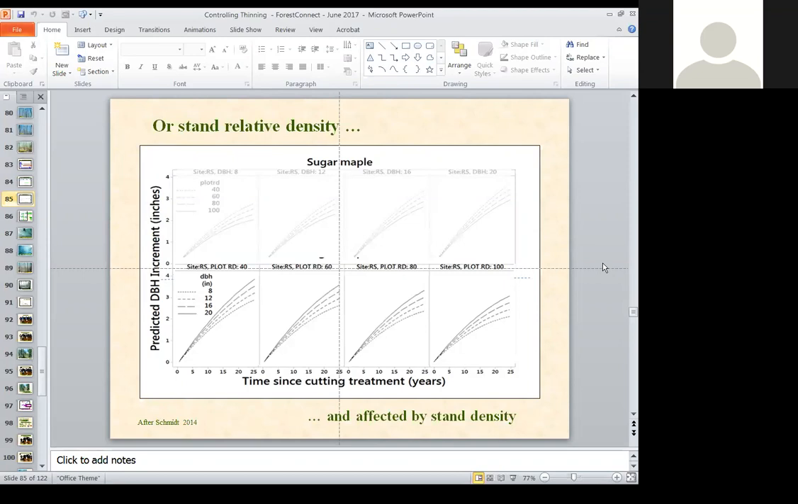So I see that diameter limit cutting is not thinking about the future. And crown thinning, using that in a proper regime, is thinking about the future, because you're getting benefits now, but you're leaving the potential to regenerate and provide benefits into the future. I'm not sure if that really addresses your question, but hopefully it speaks to it.